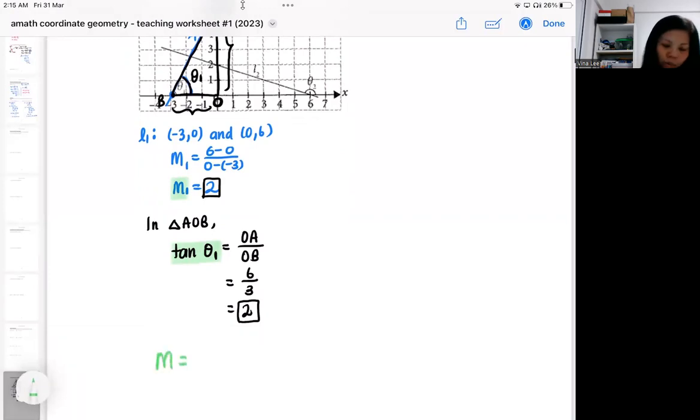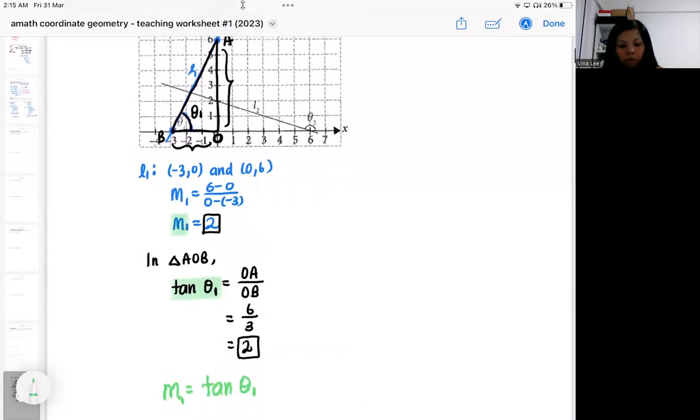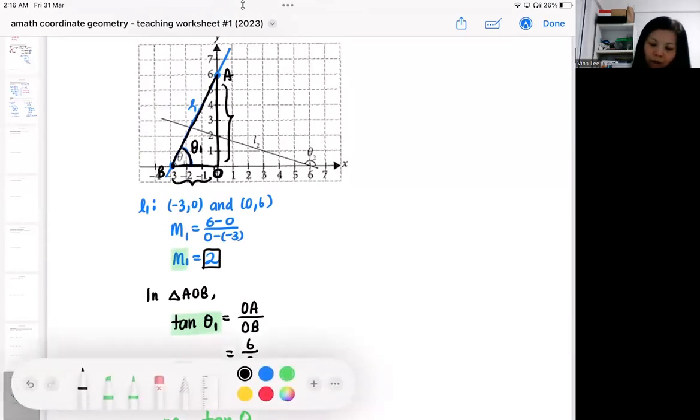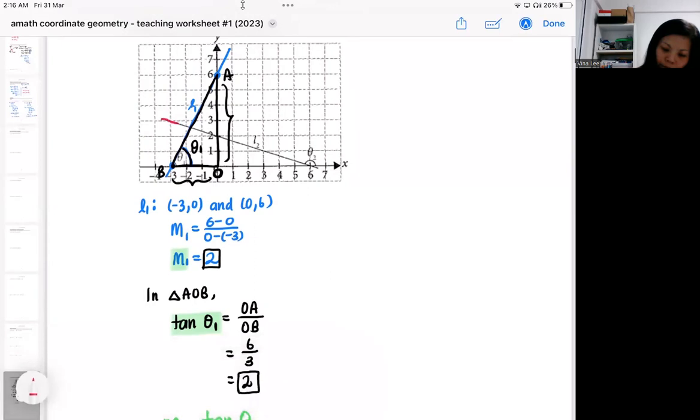So that is the formula. M is equal to, so in this case, M1 is equal to tangent theta. That means the gradient actually affects the angle. Okay, so that is how we come up with the formula. In this case, this is for a positive gradient. So I'm going to go to the other line where it is a negative gradient.